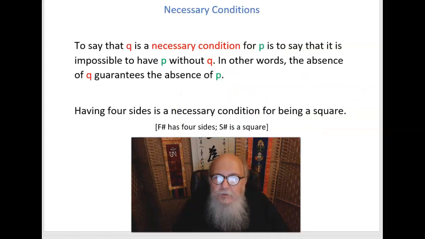Now, if we say that Q is a necessary condition for P, it means that it is impossible to have P without Q. In other words, the absence of Q guarantees the absence of P. So suppose on an exam, I asked you to translate this sentence: Having four sides is a necessary condition for being a square. Well, first we do our dictionary, right? But what's necessary here? Well, what's necessary is having four sides. So that goes in the consequent.